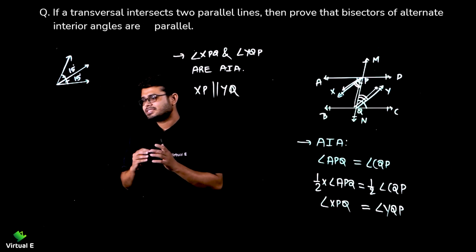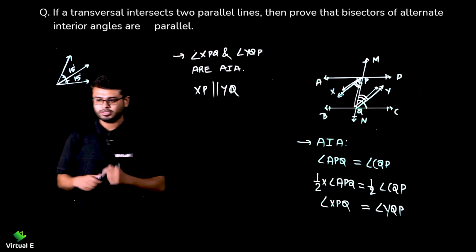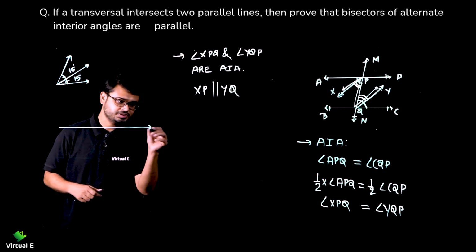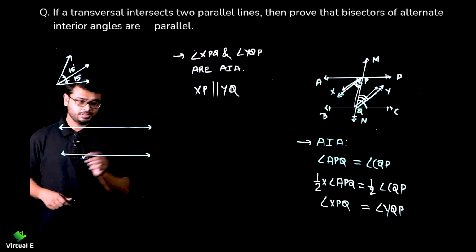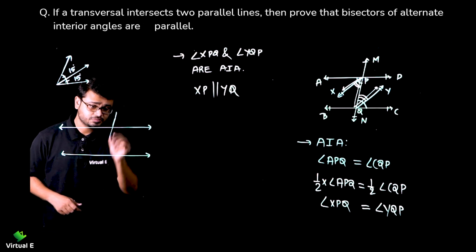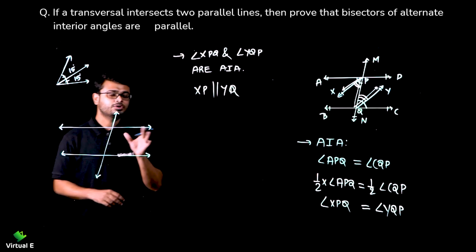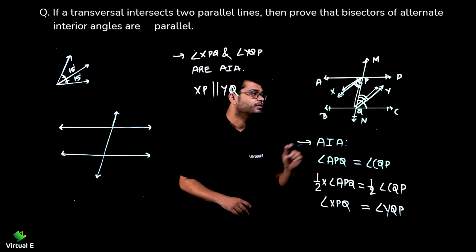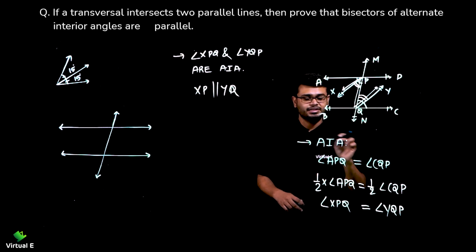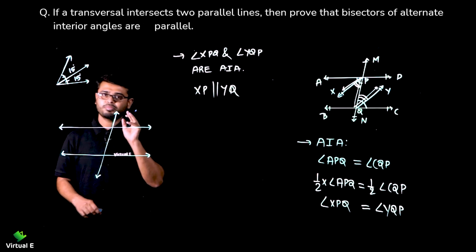Let's talk about the extension of this question. Let's say we have a transversal again one more time. Let's take the same transversal. This is one line and this is another one, and we take the transversal over here, right? And we want to prove this in the context of corresponding angles. Here we proved in the context of AIA, that is alternate interior angles. Here we want to prove for the corresponding angles.